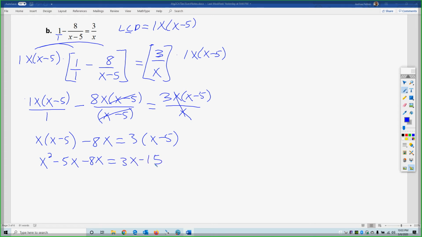So I need them all on the left-hand side, so I'm going to subtract 3x and add 15. So x squared, let's see, minus 5 minus 3 and minus 8 will give me minus 16x total, plus the 15 constant equals 0. Okay, now we need to do factoring.